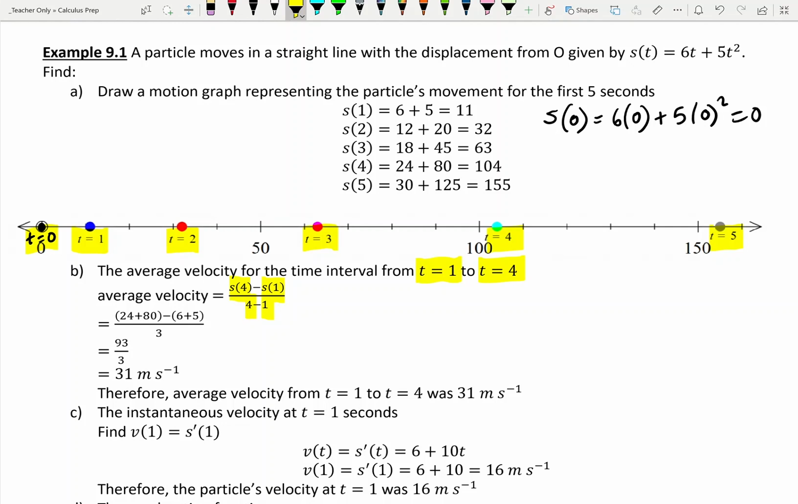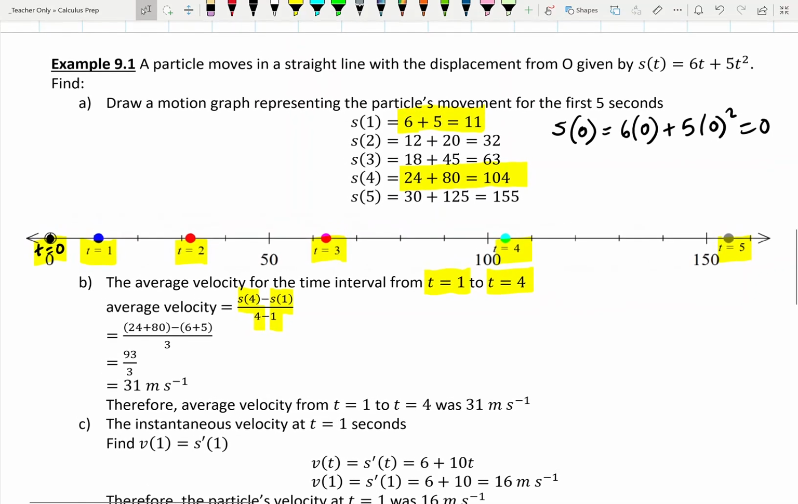So we've got 24 plus 80. That means all that is we've substituted the values in, so we equally could have just put 104. I've just substituted them into the equation. And 6 and 5 is 11. So they are just the position at time 4 and the position at time 1. And 4 minus 1 is 3, so that's 93 divided by 3, so 31 meters per second.